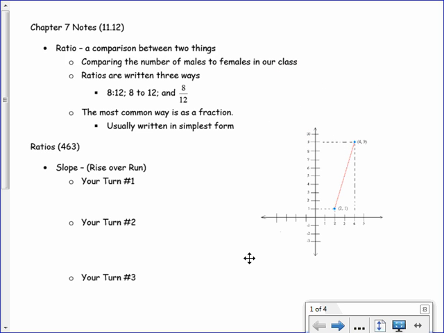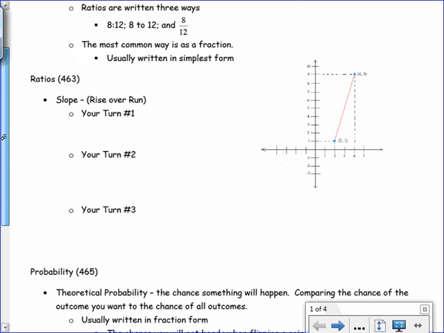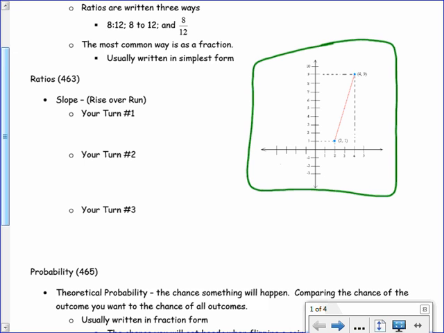Okay, so a ratio. Many different things can be compared with ratios. We're going to look at slope just because this is in your book. This is just kind of an FYI. Slope is rise over run. So if we look at these points, when we talk about slope, we're talking about something that's graphed on a coordinate plane. And we're looking at this point right here and comparing it to this point up here.